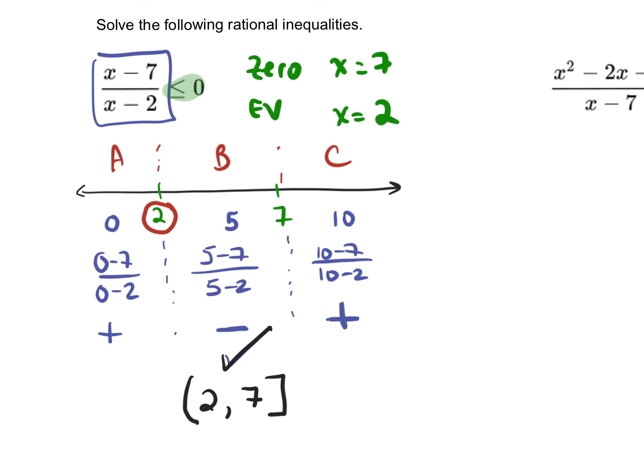Because remember, 2 is what made the bottom 0. 2 can never be included in your solution set. It is an excluded value. If you remember when we did the function, we say x not equal to. In this case, x can't be 2, so you can't include it in your solution set. So it's just all the numbers between 2 and 7.